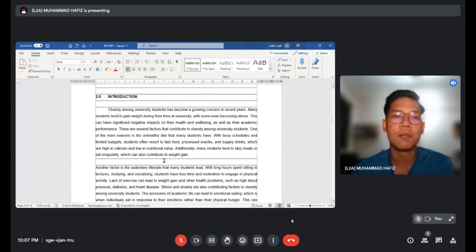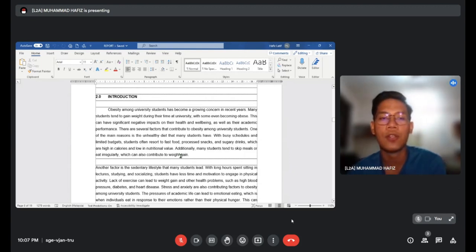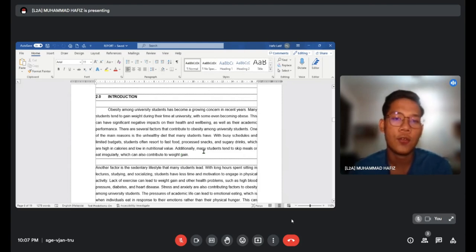There are several factors that contribute to obesity among university students. One of the main reasons is the unhealthy diet that many students have. With busy schedules and limited budgets, students often resort to fast food, processed snacks, and sugary drinks, which are high in calories and low in nutritional value. Additionally, many students tend to skip meals or eat irregularly, which can also contribute to weight gain.